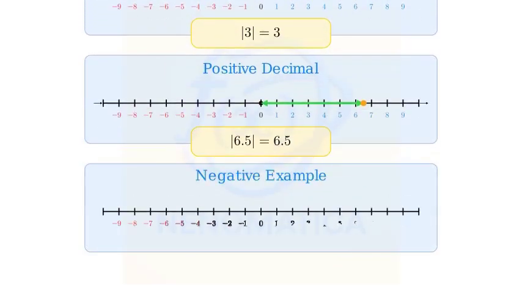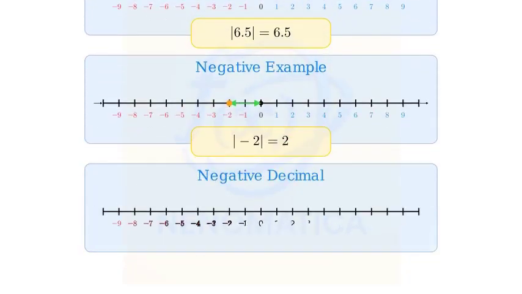Now a negative input, negative 2. It lies to the left of 0, but distance is always positive. The rule says the absolute value of x equals negative x when x is negative, so the absolute value of negative 2 equals 2. Finally, negative 4.7. Again, it is left of 0, but the distance to 0 is 4.7. So the absolute value of negative 4.7 equals 4.7.